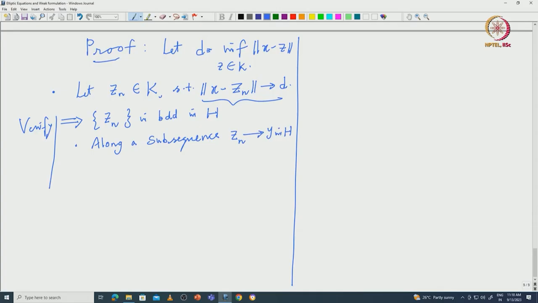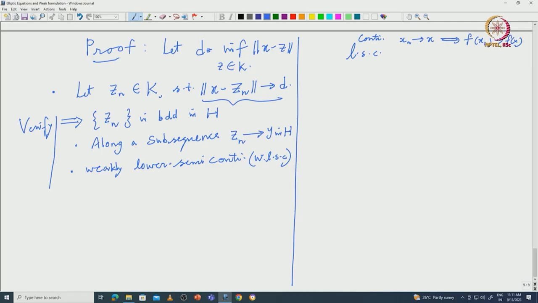Okay. So, there is another notion called weakly lower semi-continuous. What is this lower semi-continuity? So, we generally write it as weakly lower semi-continuous. What is lower semi-continuity? What is continuity of f? Continuity means if x n converges to x, this implies f of x n converges to f of x. That is the continuity of f.